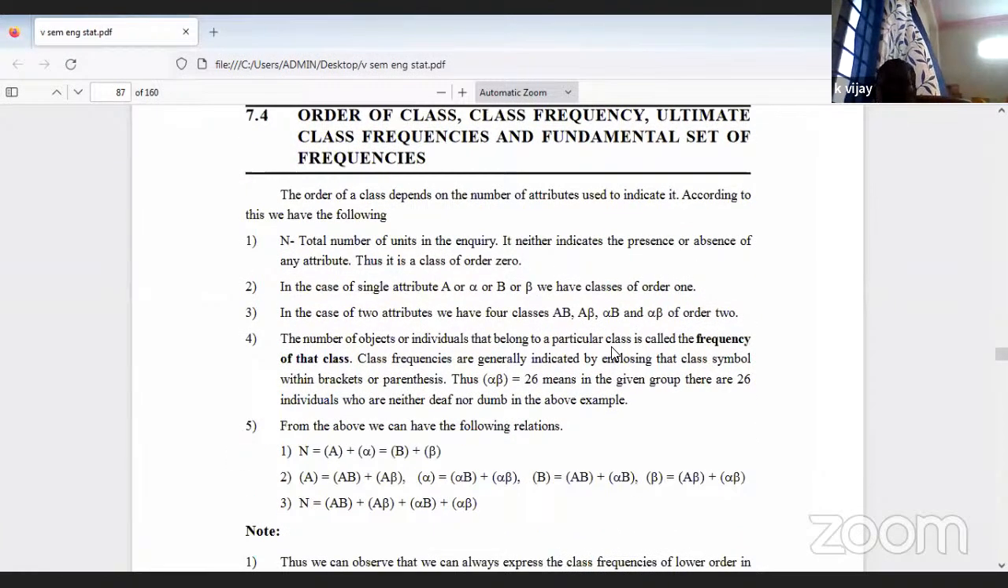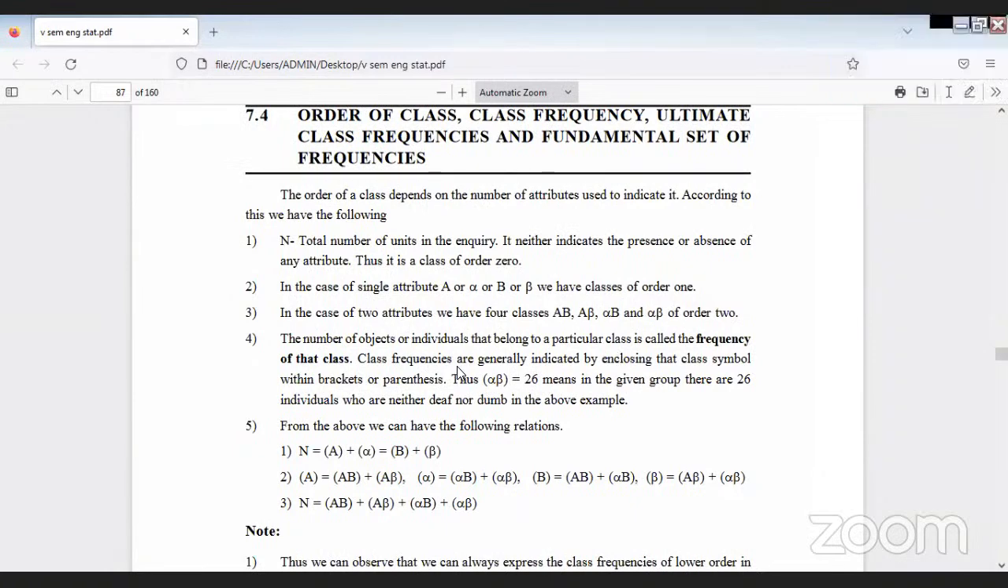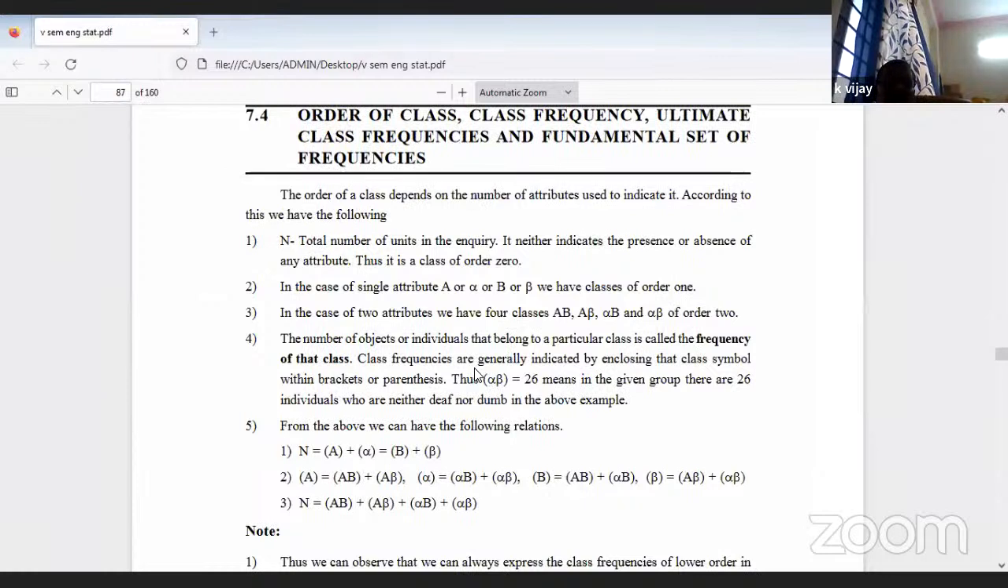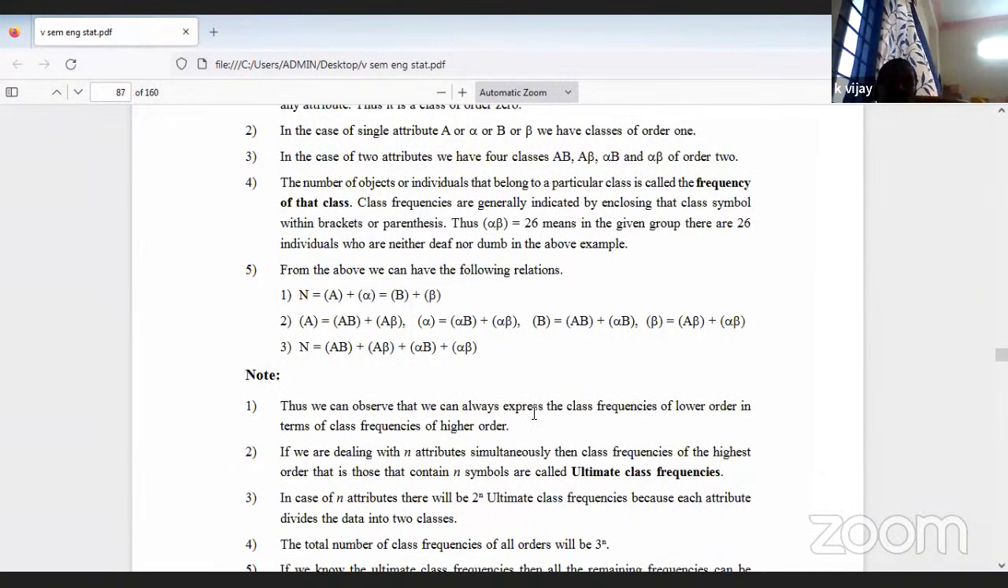The number of objects or individuals that belong to particular classes is called the frequency of the class. Class frequencies are generally indicated by enclosing the symbol within brackets or parentheses, that is alpha beta is 26. So therefore it is 26 individuals who are neither deaf nor dumb. Suppose I give an example: N is equal to A plus alpha is equal to B plus beta. Can I write it?